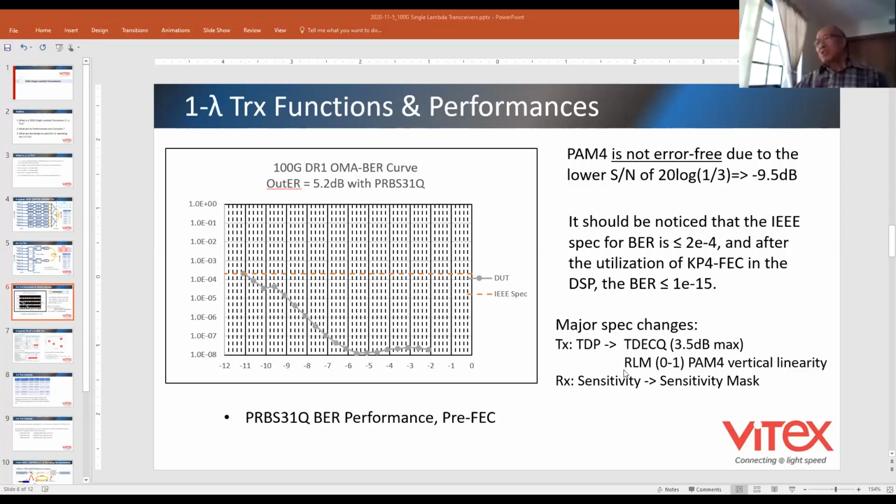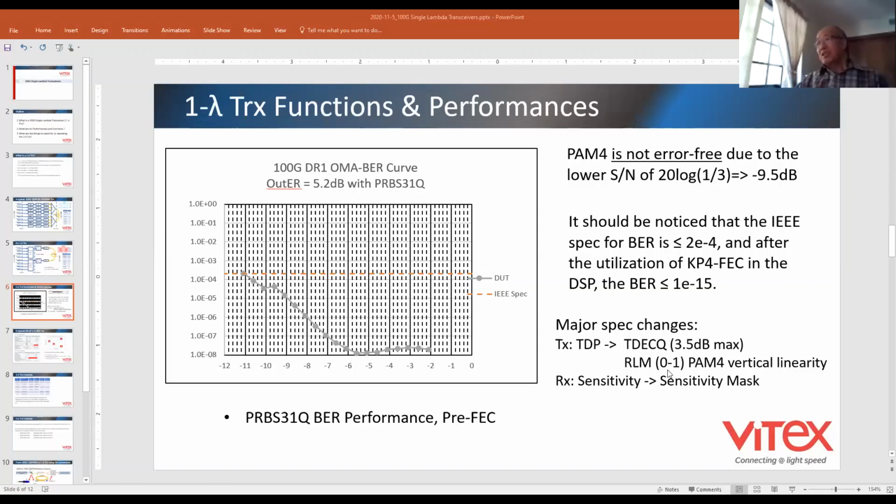And there's one more very important parameter, which is RLM. It has a value from 0 to 1, and defines the vertical linearity of all the levels of the PAM4 signal. Remember, anything in PAM4 has to have reference to 4 different levels or 3 different lines. So that's why it is very challenging to keep it linear.